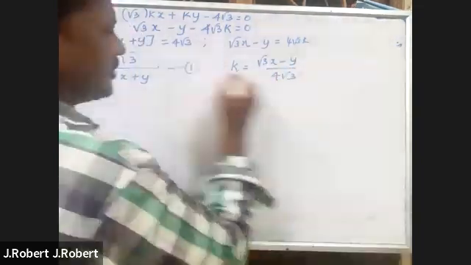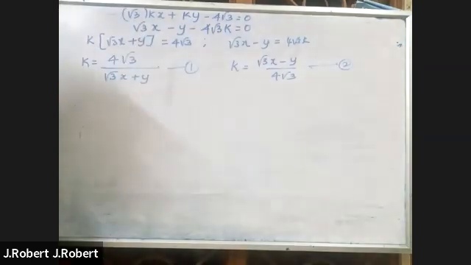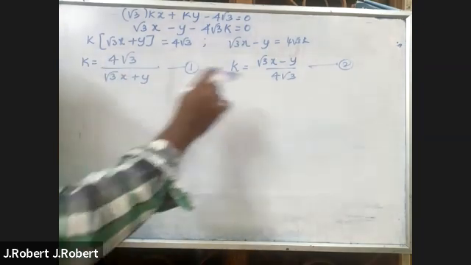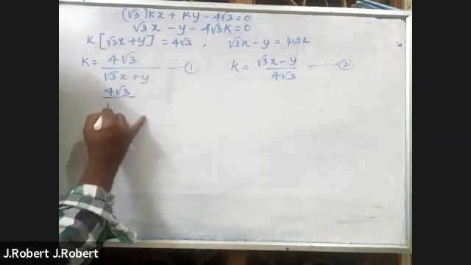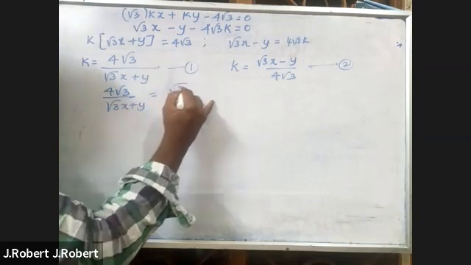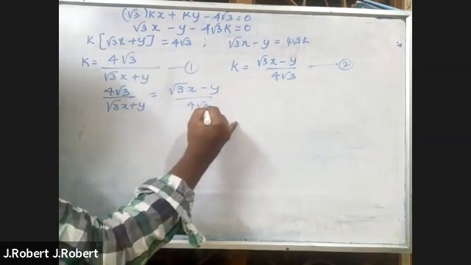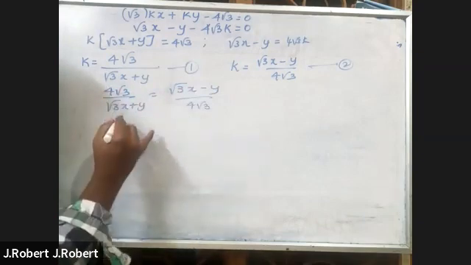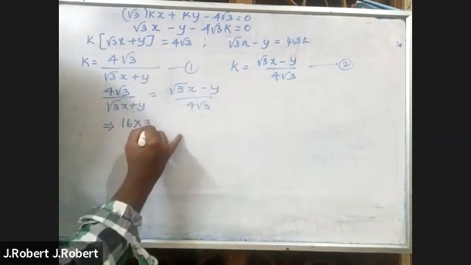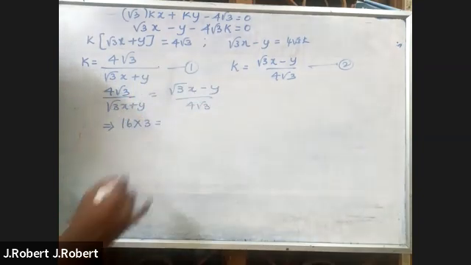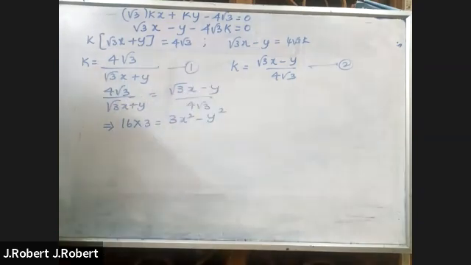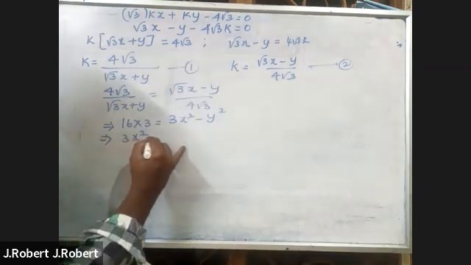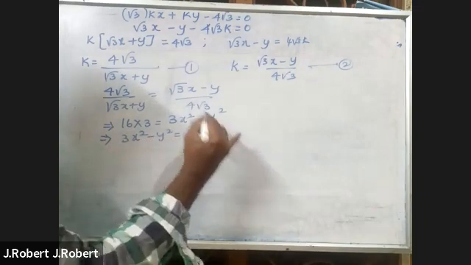Let us take this as the first equation and this as the second equation. We have found the constant k from both, so the values of k are the same. Comparing 1 and 2, we get 4 root 3 divided by root 3x plus y is equal to root 3x minus y divided by 4 root 3. Cross multiply: 4 root 3 times 4 root 3 is 16 into 3. Then a plus b into a minus b: squaring root 3x, we get 3x square; squaring y, we get y square. So the equation is 3x square minus y square is equal to 48.